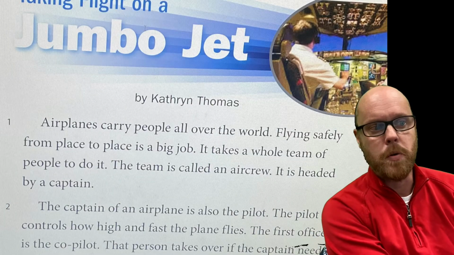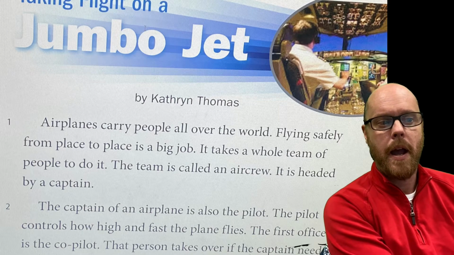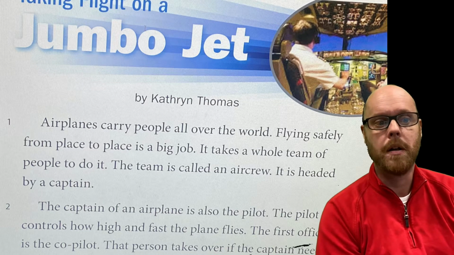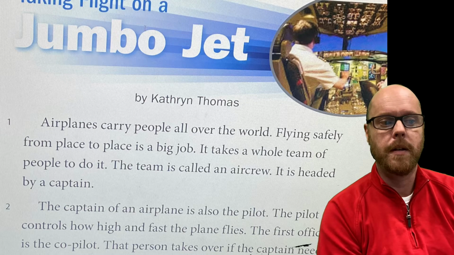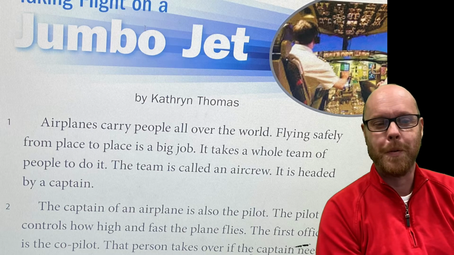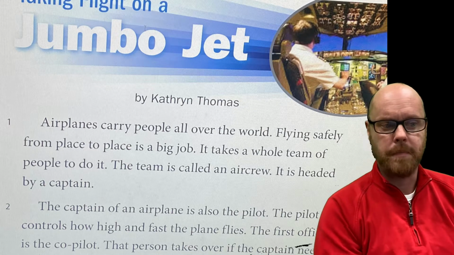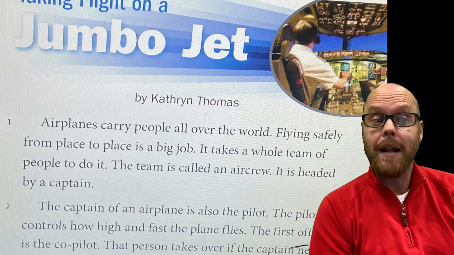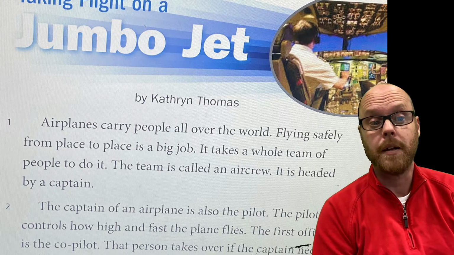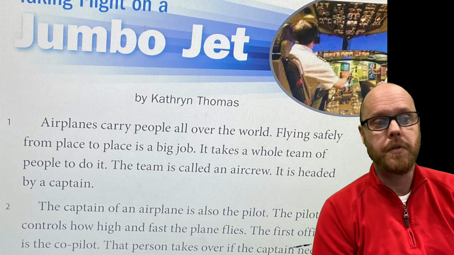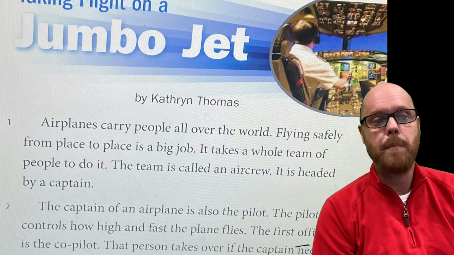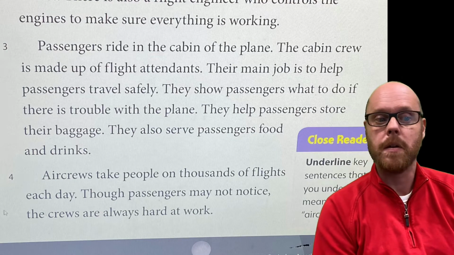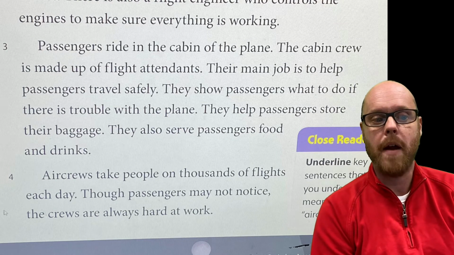Taking Flight on a Jumbo Jet by Catherine Thomas. Airplanes carry people all over the world. Flying safely from place to place is a big job. It takes a whole team of people to do it. The team is called an air crew. It is headed by a captain. The captain of an airplane is also the pilot. The pilot controls how high and fast the planes fly. The first officer is the co-pilot. That person takes over if the captain needs to rest. There is also a flight engineer who controls the engines to make sure everything is working.